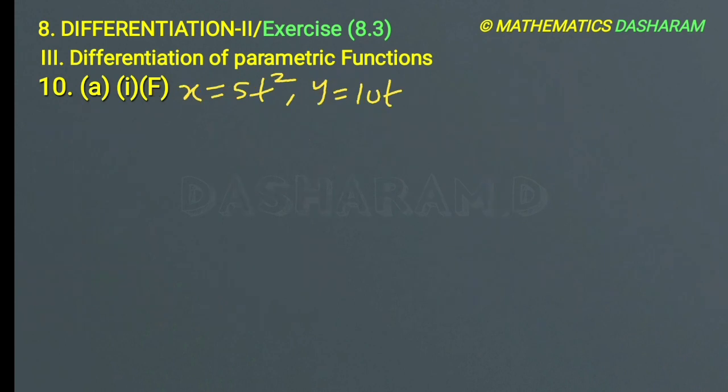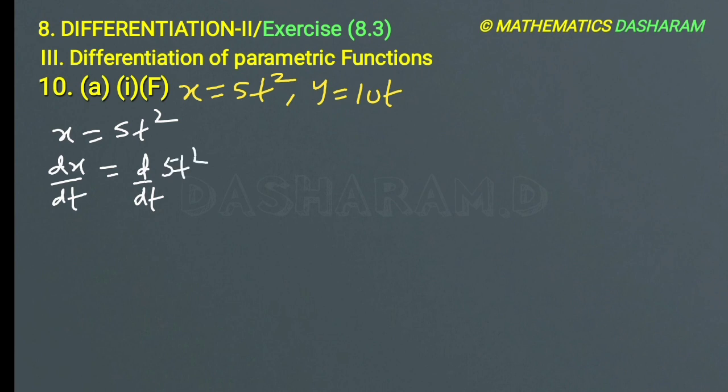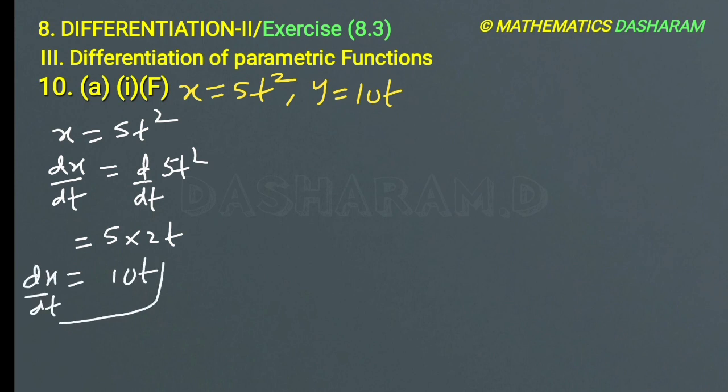Next question: x equals 5t square, y equals 10t. First function, x equals 5t square. Do the derivative on both sides with respect to t. So d by dt of 5t square is 5 into 2t, so 10t is the dx by dt answer.